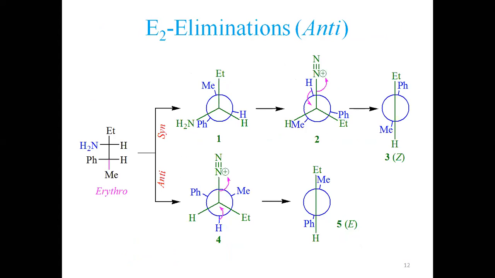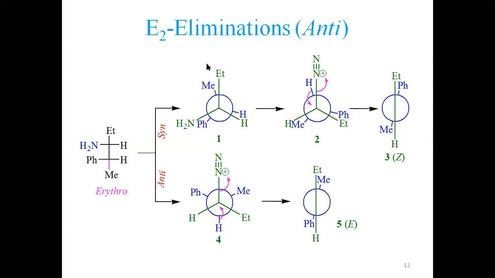And syn is concerted, very similar. Anti is also a concerted mechanism. So both are E2. E2 means elimination bimolecular. The reaction in which the base and the substrate undergo reaction side by side. So in this case, anti-elimination is also concerted. It also takes place in a single step.